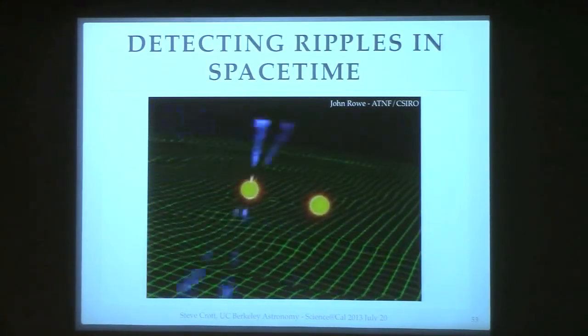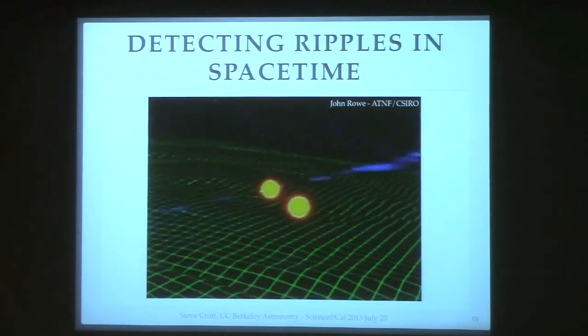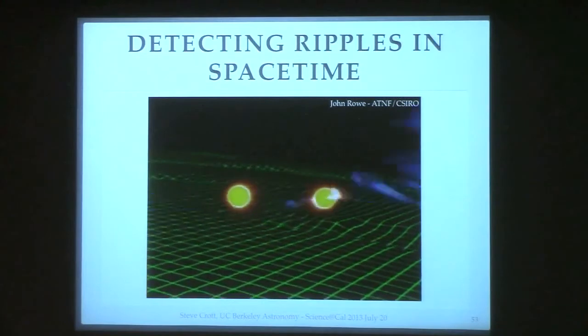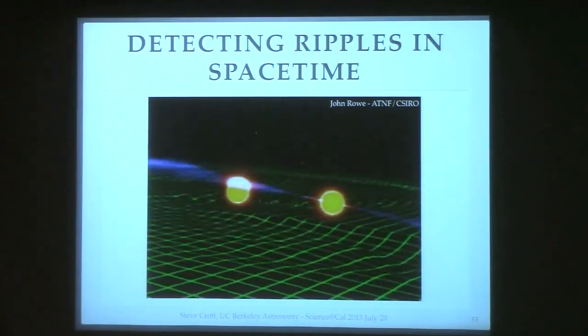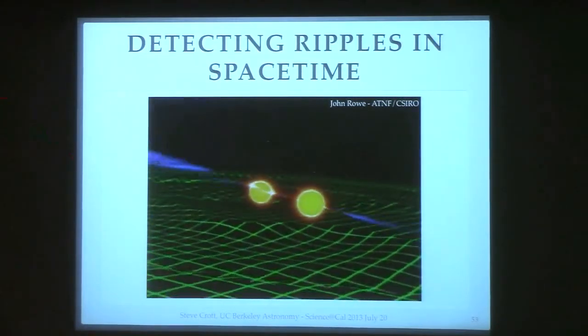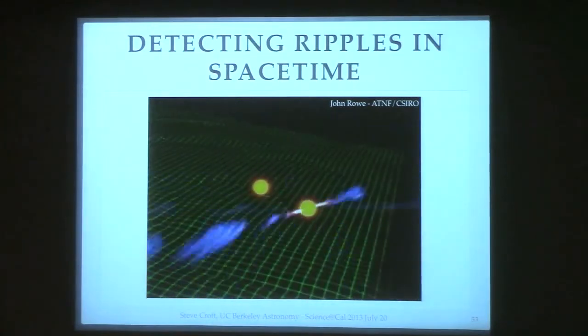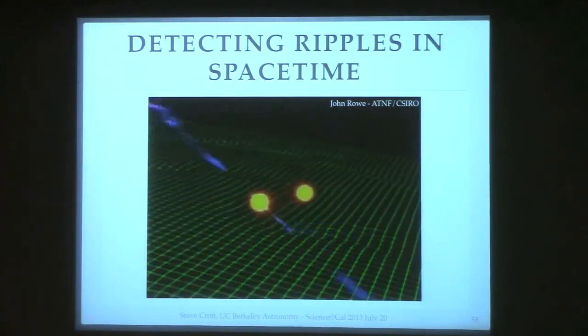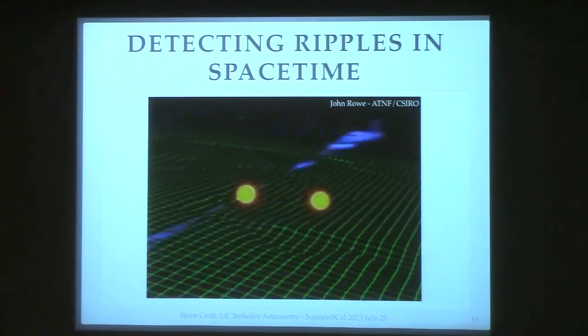There are also groups that have giant lasers that are several kilometers long, and they're looking for changes in basically the length of that laser beam as the gravitational waves pass through. And actually, those experiments are sensitive more to the mergers of smaller black holes. These pulsar timing experiments are sensitive to the mergers of supermassive black holes.